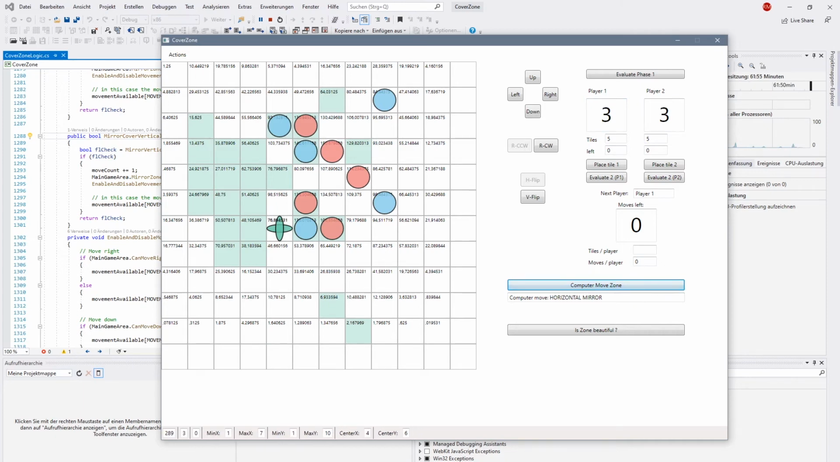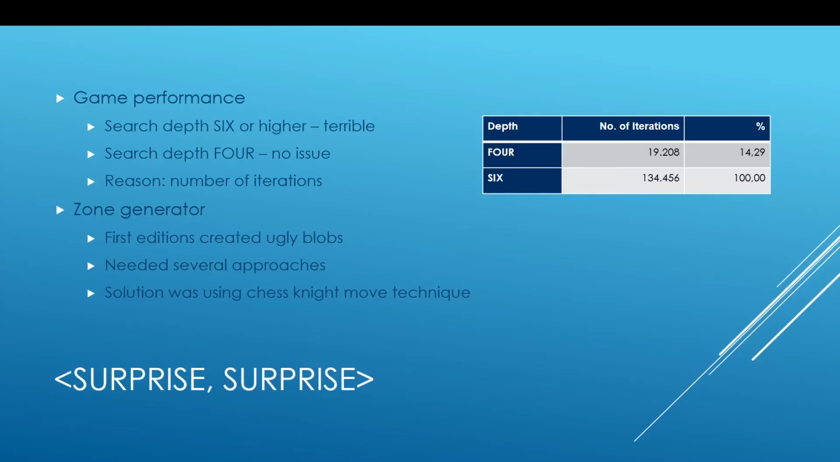Here, the game ends. After a few weeks of programming, we had a playable game. Phase 1 was working, Phase 2 was working, so the computer put its tokens where we pretty much wanted it to. The computer moved the zone pretty much the way we wanted it to. But this is when the actual work started, because it was unbelievably slow.